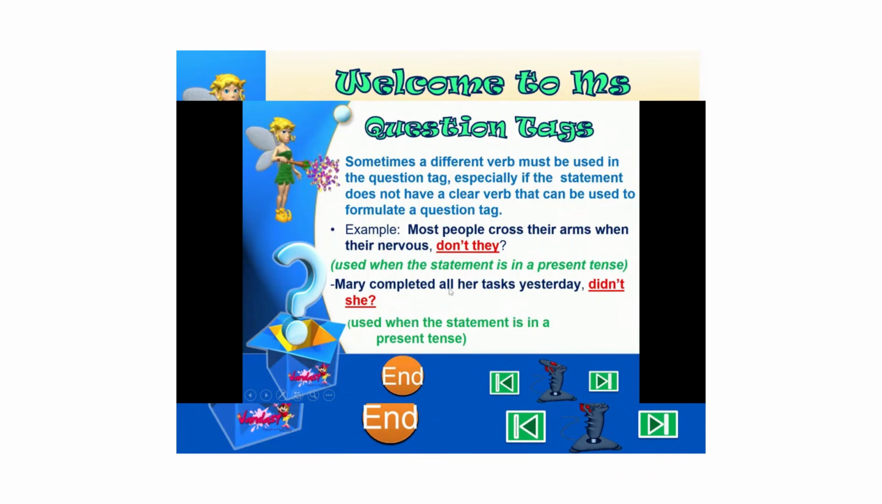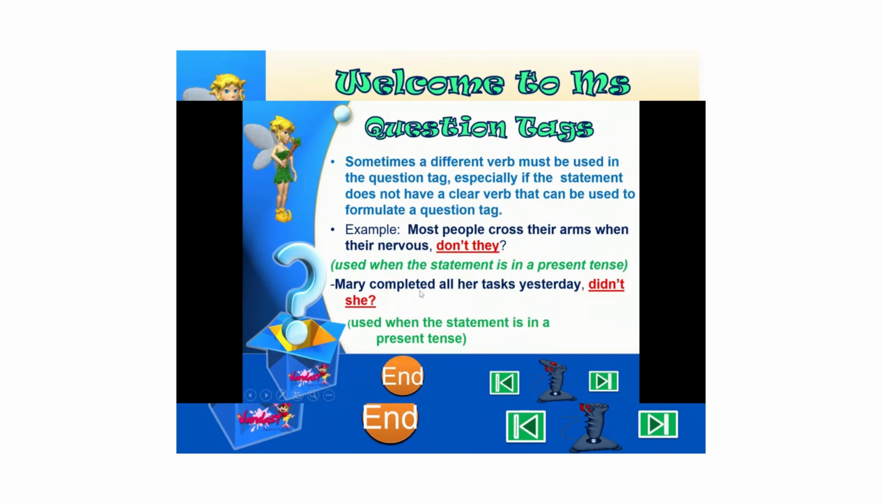All right. Now, if the statement is in a simple past tense like this one, Mary completed all her tasks yesterday, you cannot say don't. You will say didn't she? All right, because we do not have any auxiliary verb that we can use. We don't have the word is, we don't have the word are, we don't have the word has, okay?